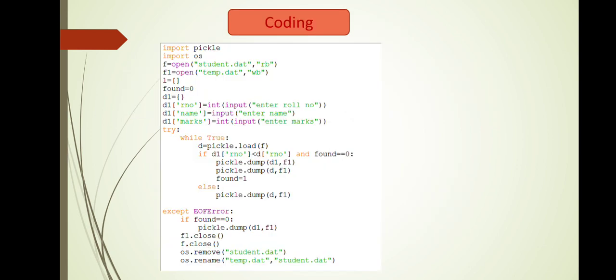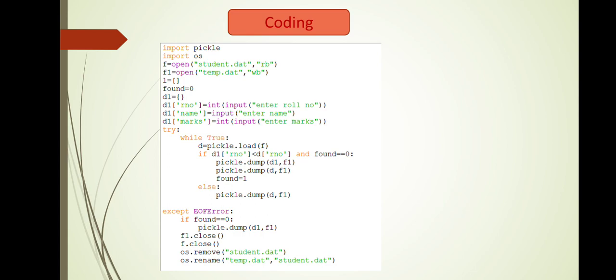See over here, I have first imported 2 modules. The first one is the pickle module and the second one is the os module. Now why have I used the pickle module? Because we have to read from one binary file and write into another binary file.